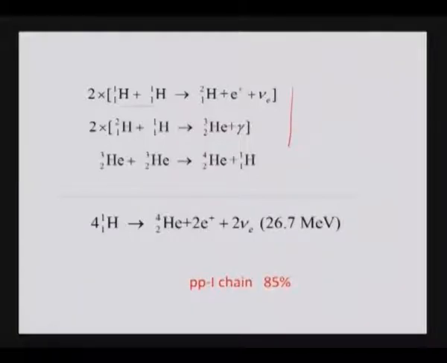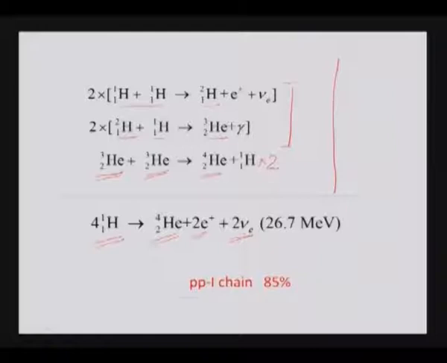2 protons combining to deuteron and deuteron combining with a proton giving 3He2, and 2 such reactions take place. So, I have 2 nuclei, 3He2 here and 3He2 here, and that makes this helium plus 2 protons. And then when you combine all these things together, you get 4 protons making an alpha particle and 2 positrons and 2 neutrinos.